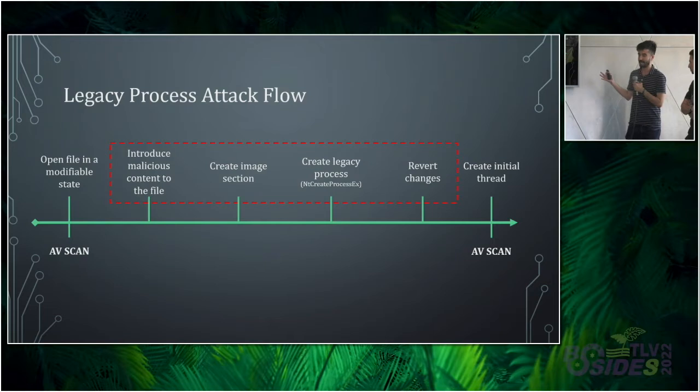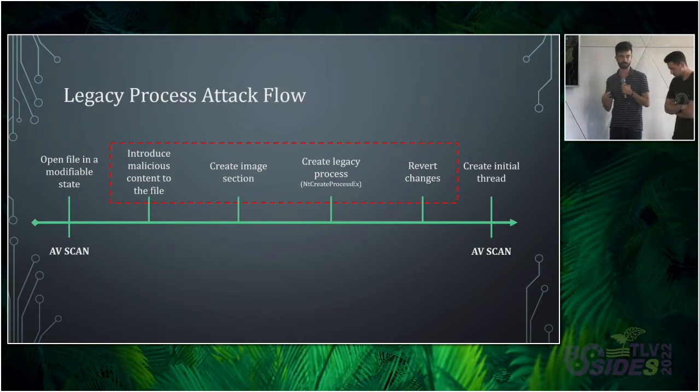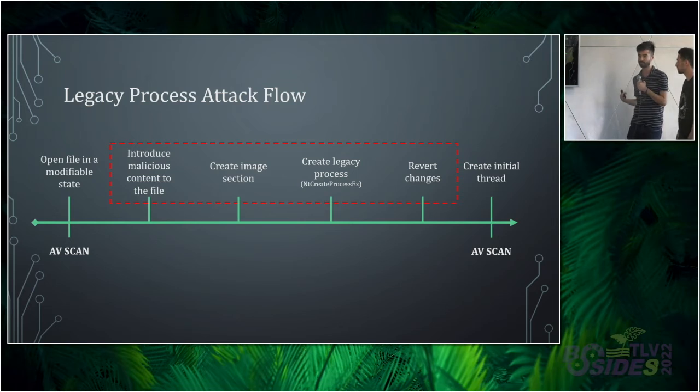Now let's look at a generalization of all of our attacks of process ghosting, herpaderping, and doppelganging, and also a couple of other unpublished variants. So the attacker opens a file in some kind of modifiable state. This could be using a write handle, this could be using a share write handle, delete access, or even just a volatile transaction that could be rolled back.